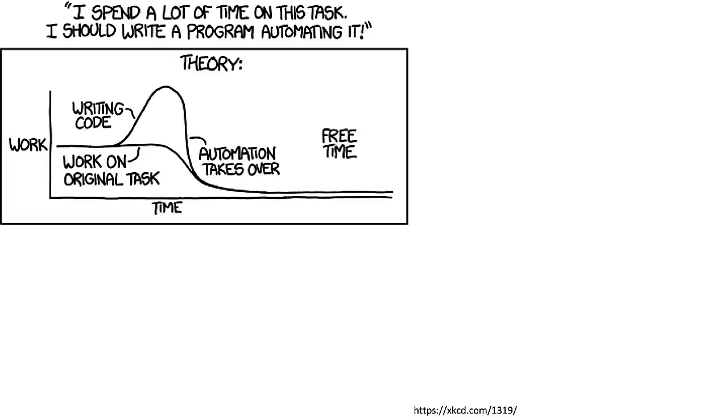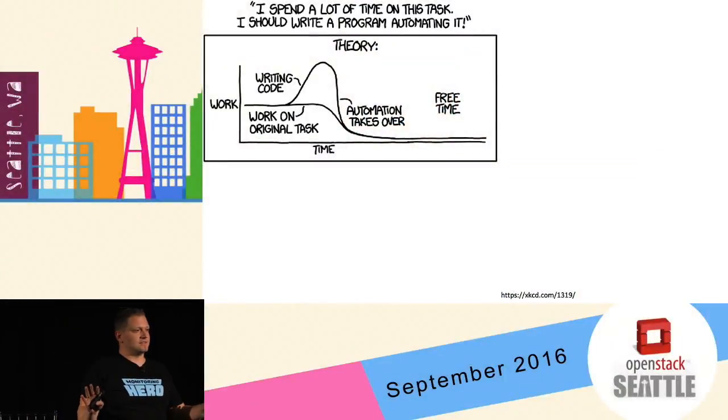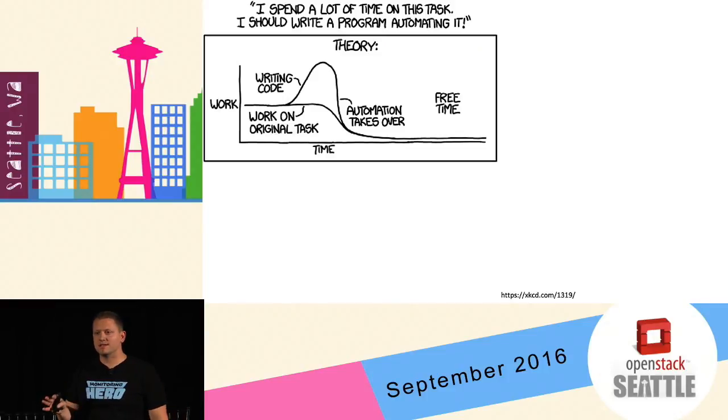But usually, it follows this approach. I don't know if you're familiar with Randall Munroe's XKCD comics. If not, check it out. Pretty funny. So usually the approach is like that. I want to write something to automate something that takes a lot of time. So you actually spend more time on automating the task. And in theory, sometimes the automation kicks in and it's just okay, and you have more free time for the original task you're actually trying to achieve.